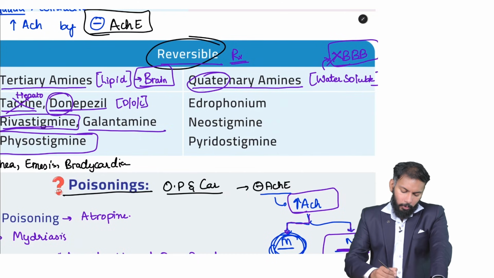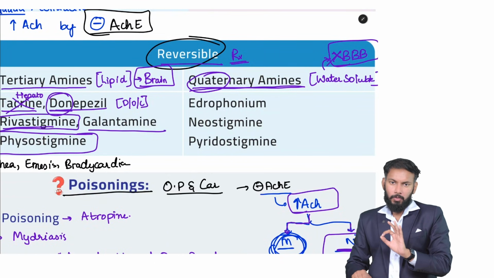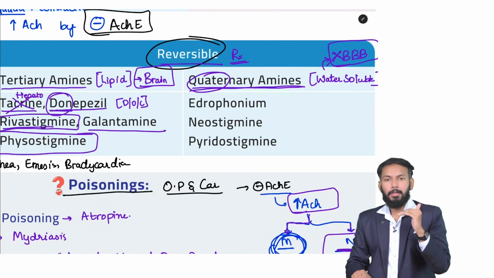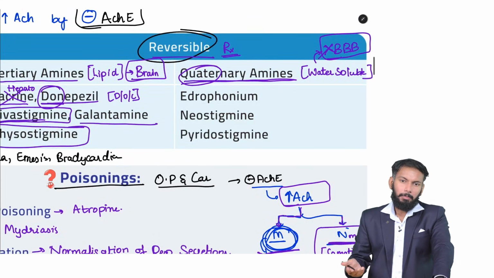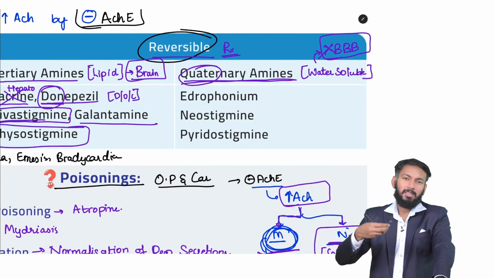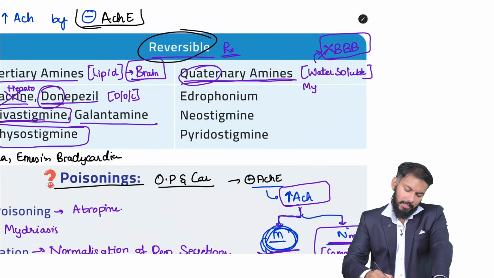Now, coming to quaternary amines. What did I tell you? Quaternary amines are water soluble, they do not cross the blood-brain barrier, they will not act on the brain, they will act in the periphery. Now, in the periphery, we have a disease. There is a disease that is causing muscle weakness, that is what is known as myasthenia gravis.